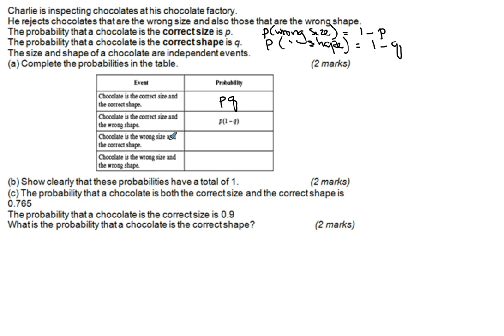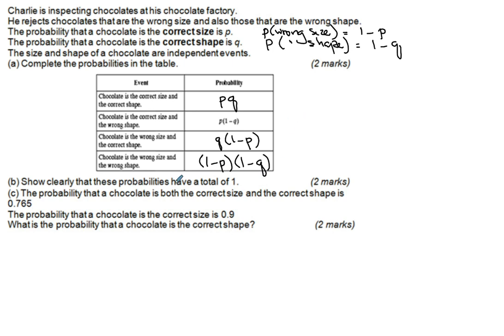Chocolate is the wrong size. So the wrong size is 1 minus p, and the correct shape is q. So we're going to write q and 1 minus p, just because I like writing the letter before the brackets. Chocolate is the wrong size and the wrong shape. So we've got those two. So we've got 1 minus p times 1 minus q. That was quite simple, wasn't it? It sounded complicated, but it works out quite simple as long as you just follow what you're calculating. Then letters don't really seem to overwhelm you.